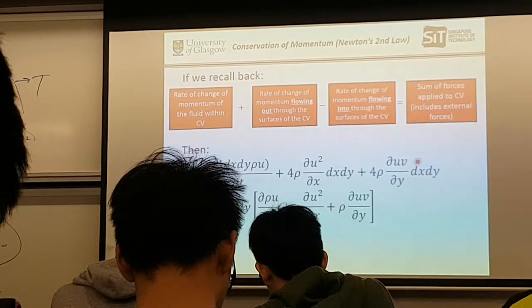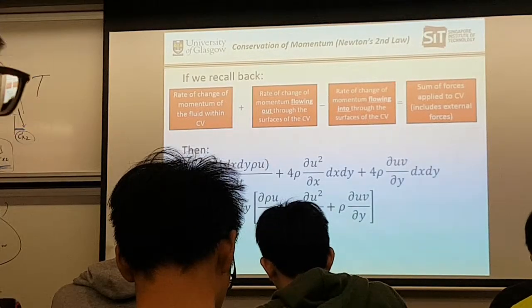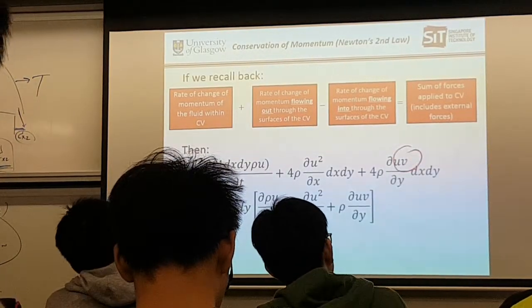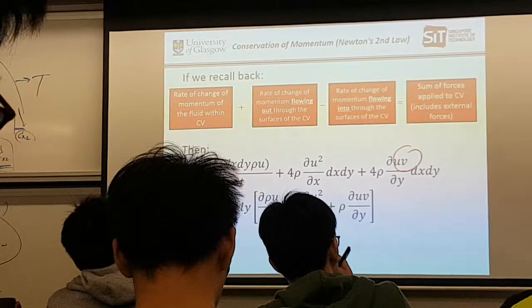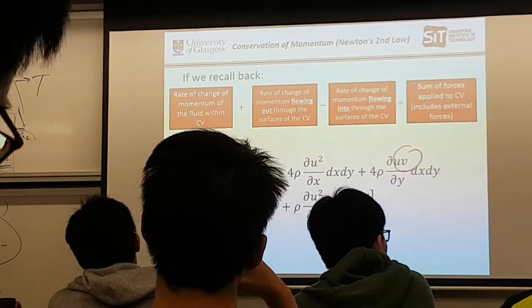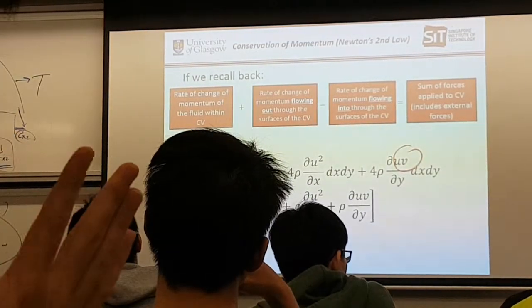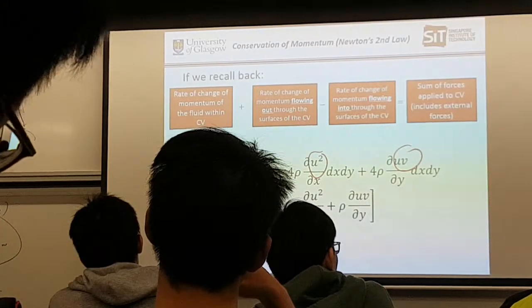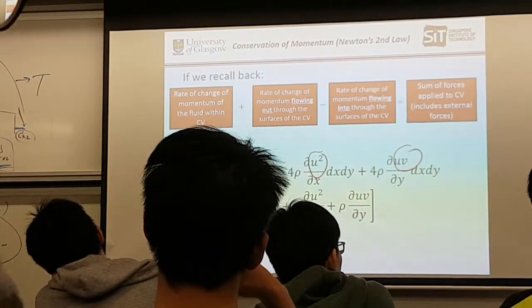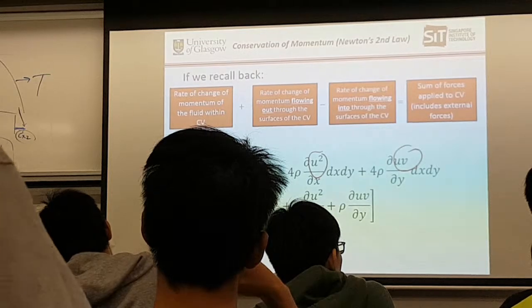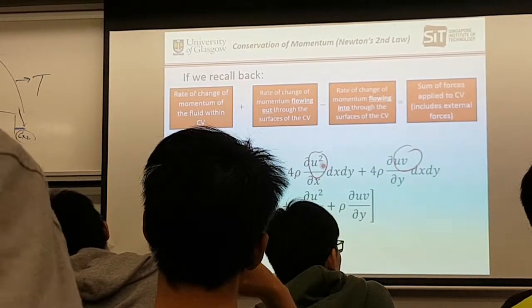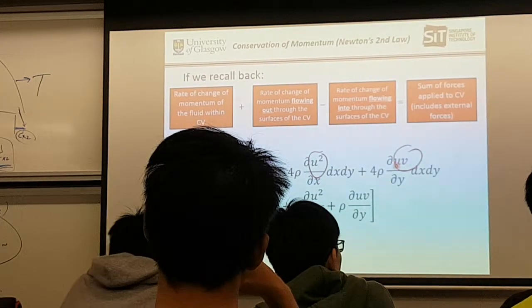If you look at the third term, for example, there's a certain V here. Why is there a V? Because you're looking in the vertical direction. Why is there a U square here? Because you're looking in the X direction. So this is just telling us that we are looking from left to right. This is from bottom surface to top surface.